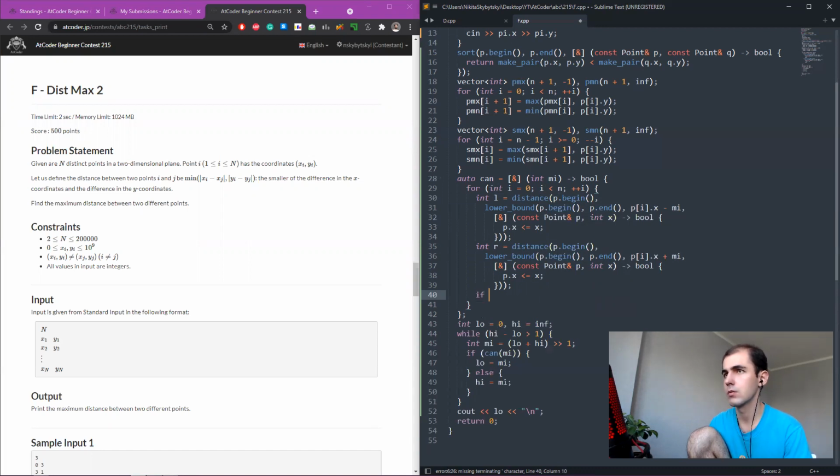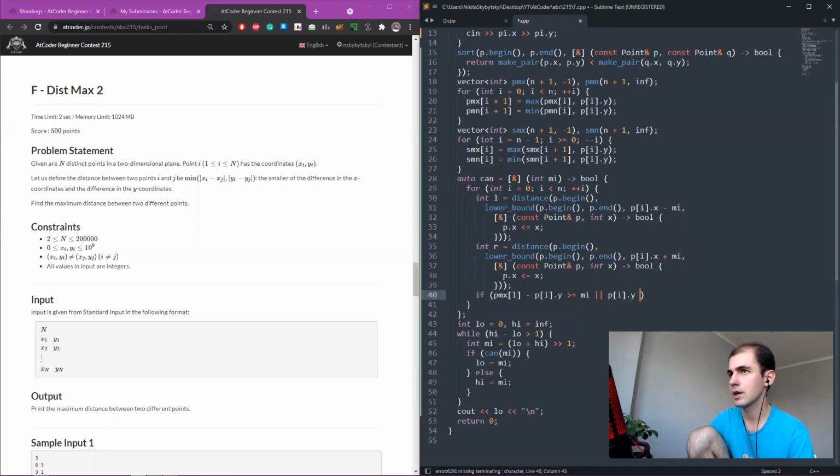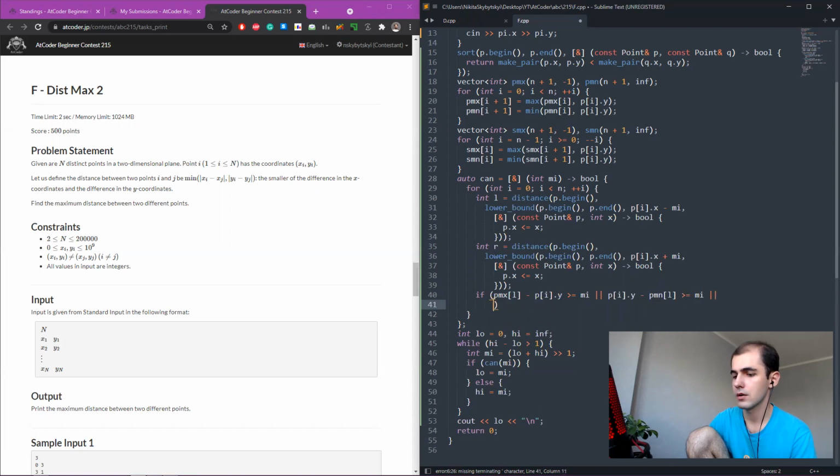So what we want to check is that either prefix maximum at L minus pi y, we are interested in y coordinates now, is at least middle, or pi y minus prefix minimum at L is at least middle, or suffix maximum at R minus pi y is at least middle, or pi y minus suffix minimum at R is at least middle.